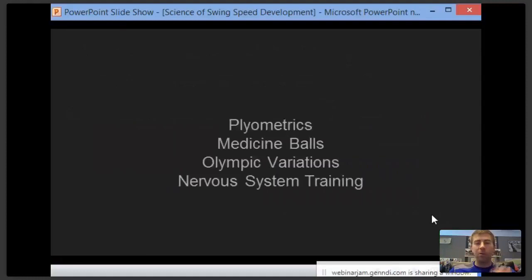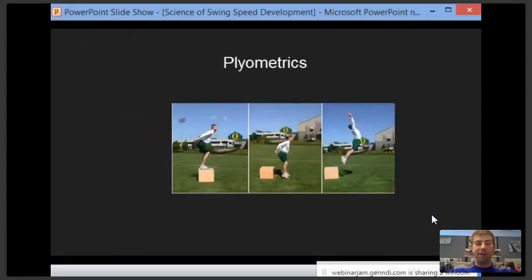So truly in the speed element, there's kind of four realms. There's plyometrics, medicine balls, Olympic variations, and nervous system training. Nervous system training is a really exciting one that everyone's talking about. We're going to save the best for last there.